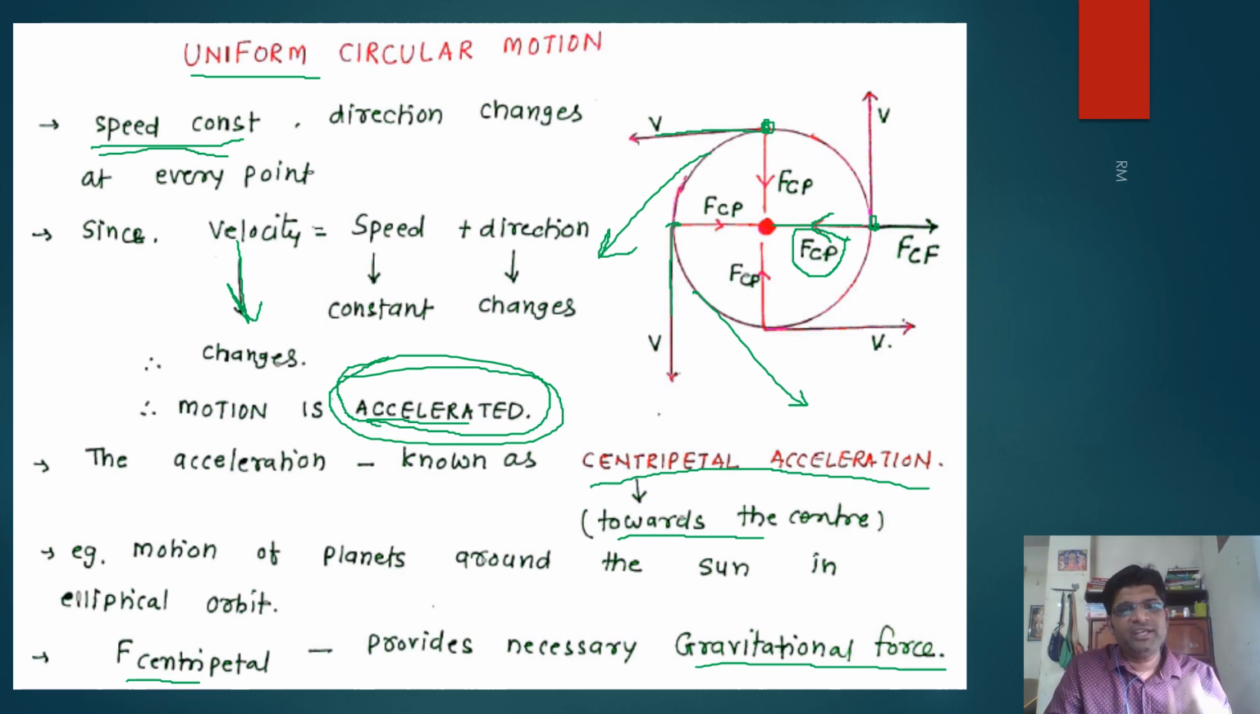At the same time, there is another force acting on the object, that is the centrifugal force. So centrifugal force is always equal in magnitude to the centripetal force, and it doesn't have its own identity. It doesn't exist on its own. It exists only when centripetal force is present.